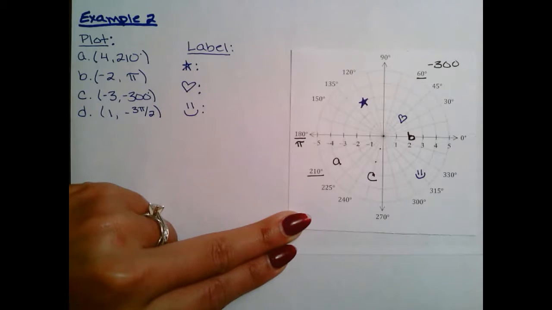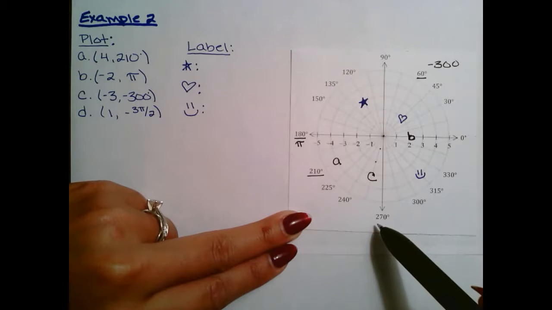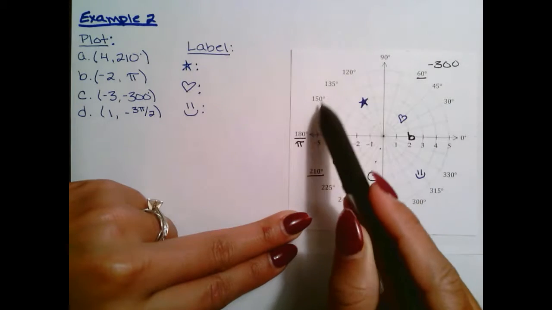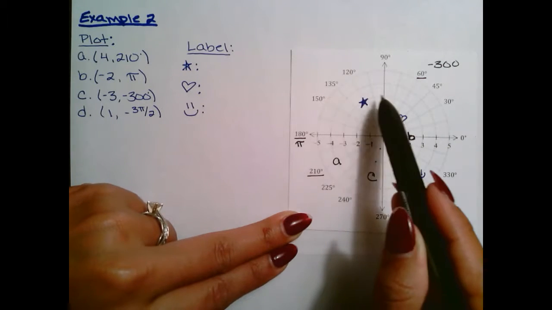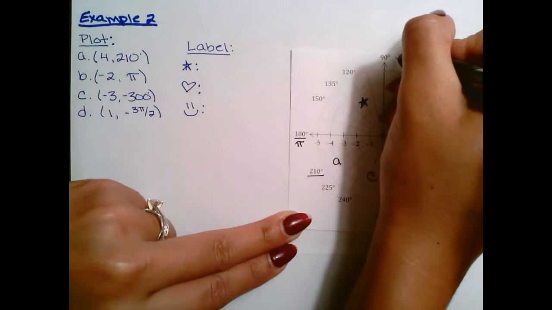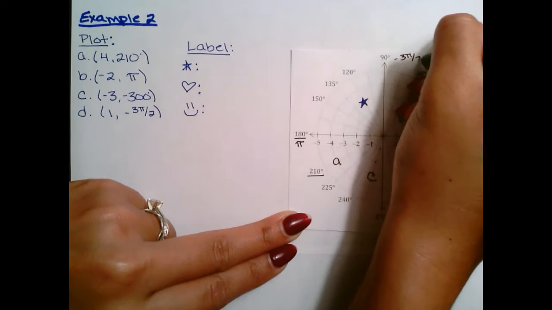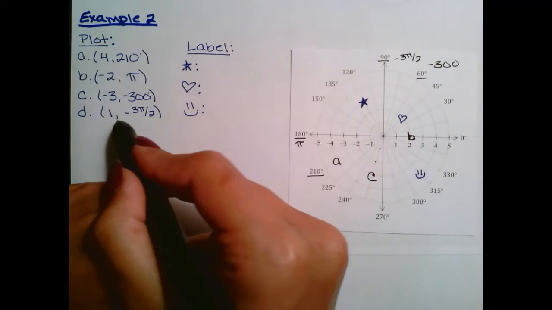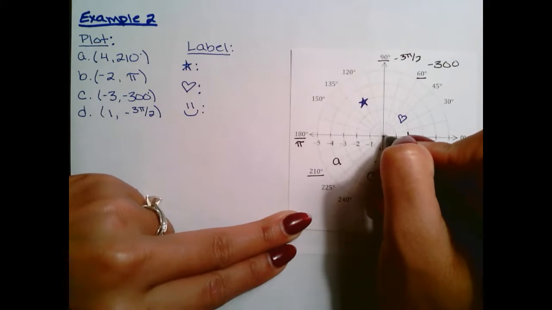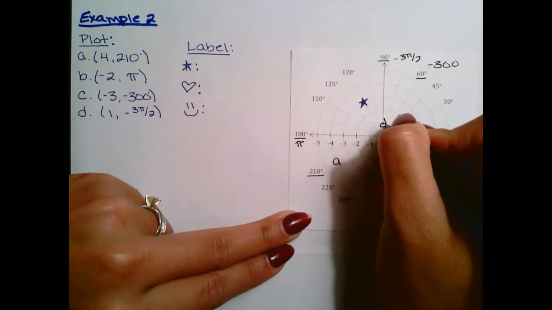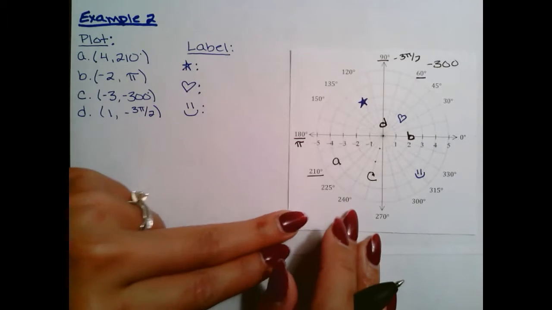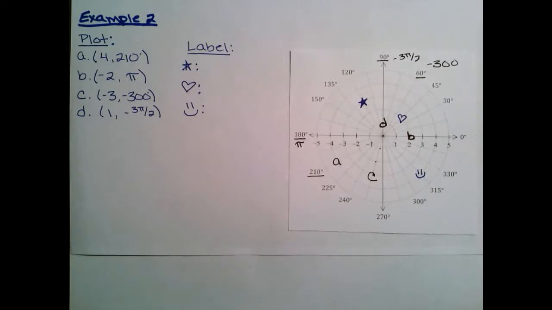And the last one, I have 1 comma -3 pi over 2. So 3 pi over 2 is down here on the 270. So instead of going 3/4 of the way downward, going backwards would be 3/4 of the way, and I end up here at 90. This is also negative 3 pi over 2. And it just says to go 1 towards that negative 3 pi over 2. So I'm going to go 1 ring here, which is this dot, and I'm going to draw a letter D. And I'm done plotting. Now let's label our star.